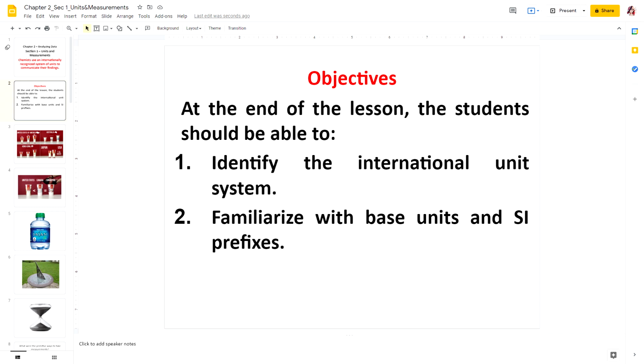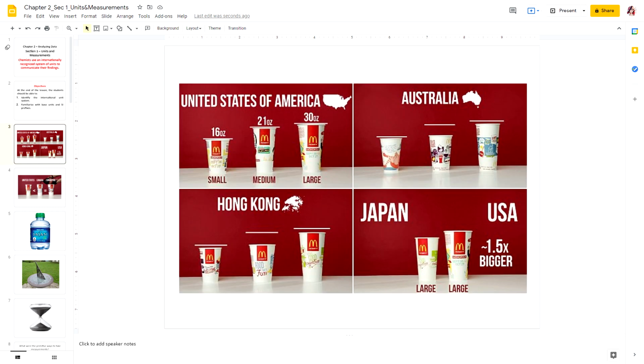And for this lesson, I would like to use this picture as our springboard. You're familiar with the different sizes of drinks in fast food chains, such as McDonald's, right? So let's take a look at the different sizes in the US in terms of their soft drinks. So they have the small, which is 16 ounces, medium 21 ounces, and large 30 ounces.